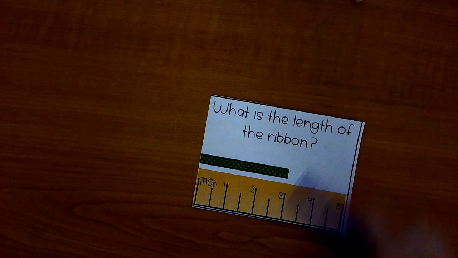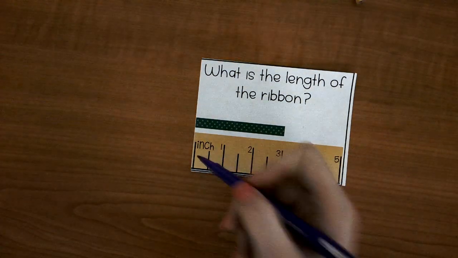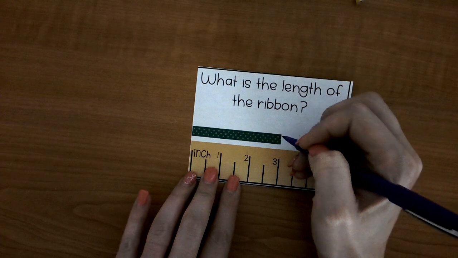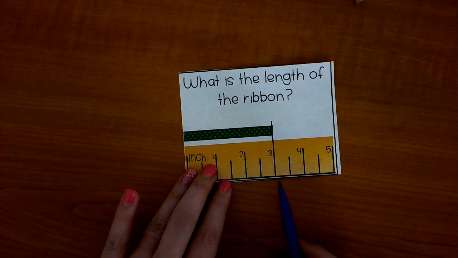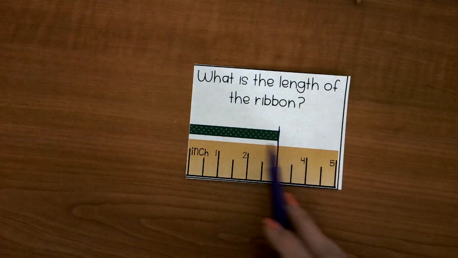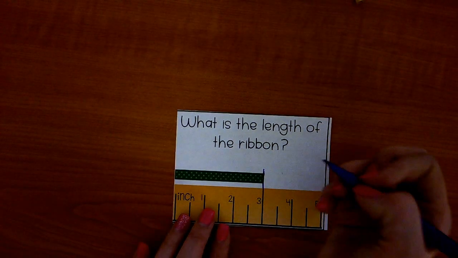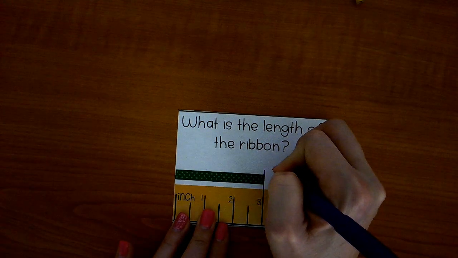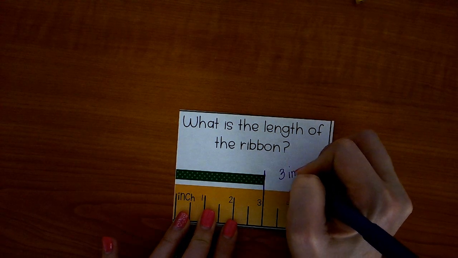Now I have a few little cards that I'm going to show you that already have a ruler to go along with it, but it's just kind of demonstrating how to make sure that when you're measuring an object that you have it lined up at the end, and then you look right at the end of that object and make sure that you're recording the number that it ends on. And remember, we are recording in inches. So if I was going to write this out, I would say that the length of the ribbon is 3 inches.